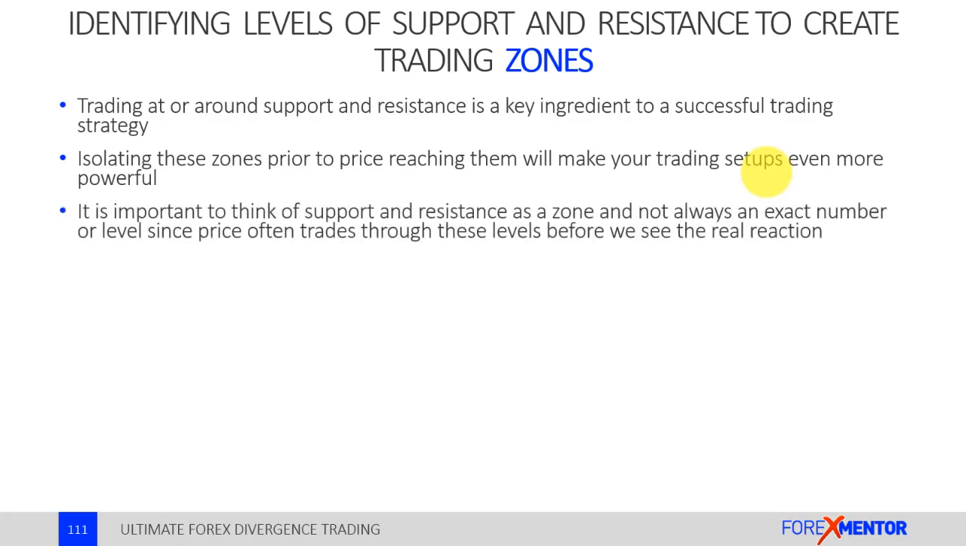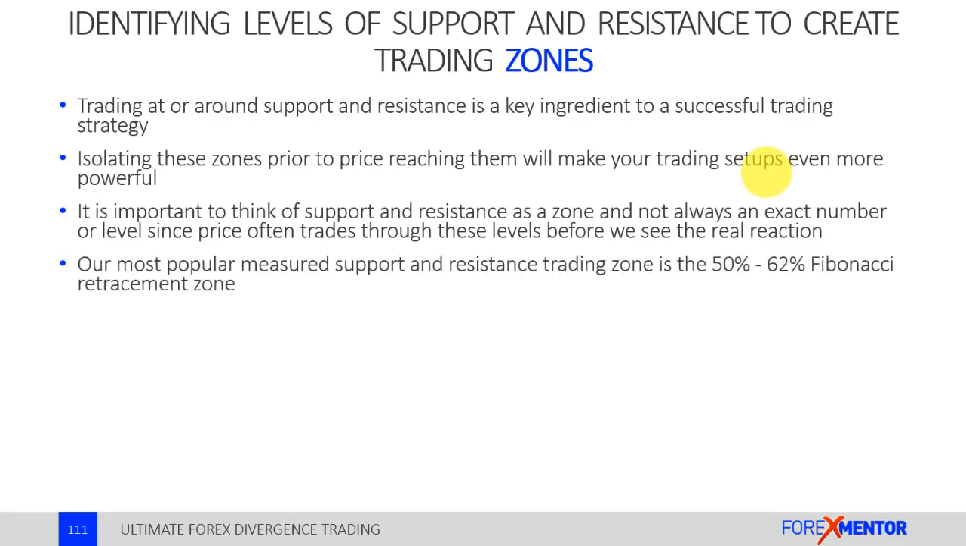It's important to think of support and resistance as a zone and not always an exact number or level, since price often trades through these levels before we see the real reaction. We talked about this a little bit earlier as well when we're looking at trend lines or Fibonacci levels. Price doesn't always stop right at the exact level. Sometimes we see price trade through that level before seeing the real reaction.